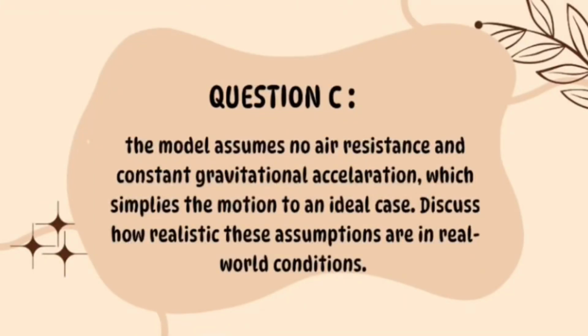For question C, the model assumes no air resistance and constant gravitational acceleration, which simplifies the motion to an ideal case. Discuss how realistic these assumptions are in real-world conditions. The first assumption is no air resistance, which means we only consider the force of gravity. Secondly, constant gravitational acceleration, which means g does not change with height.